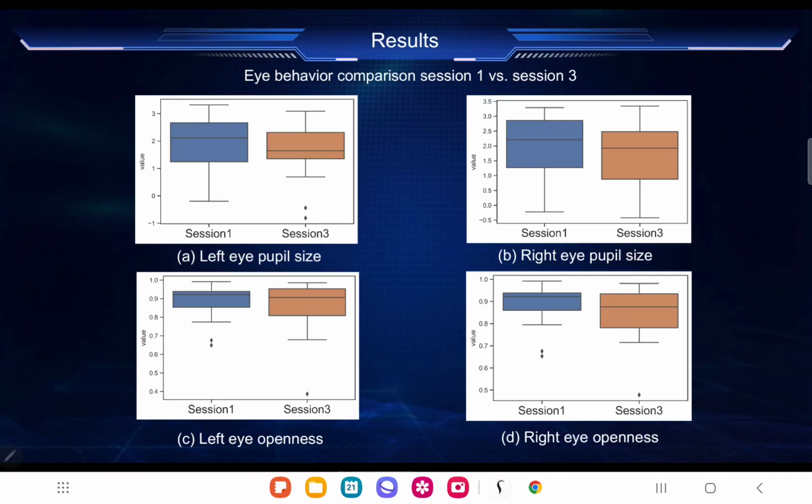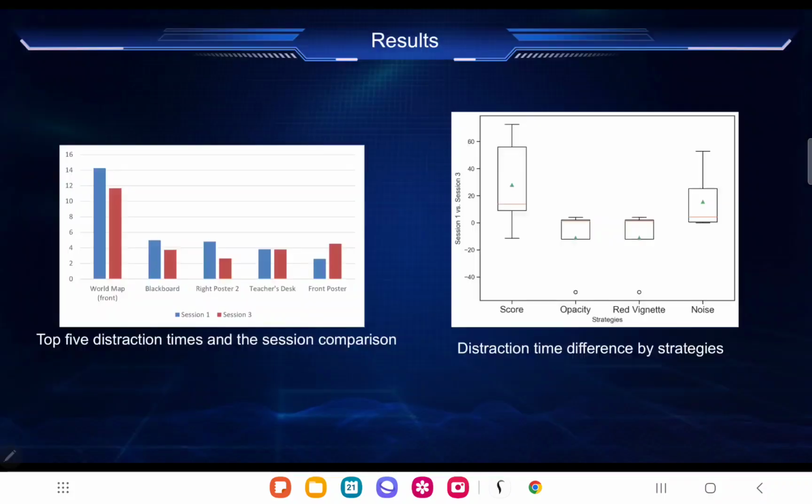The result is quite interesting. First, we didn't find any statistical significance in the eye openness and the pupil size before and after the training. So that part we couldn't find any difference. However, we found that the kids are more likely to be distracted after the training, which is against our original hypothesis and the original motivation of this work.